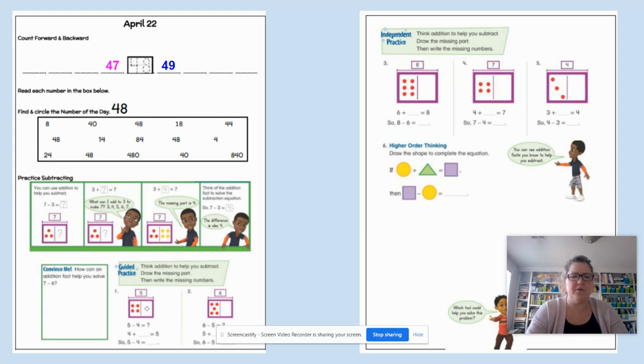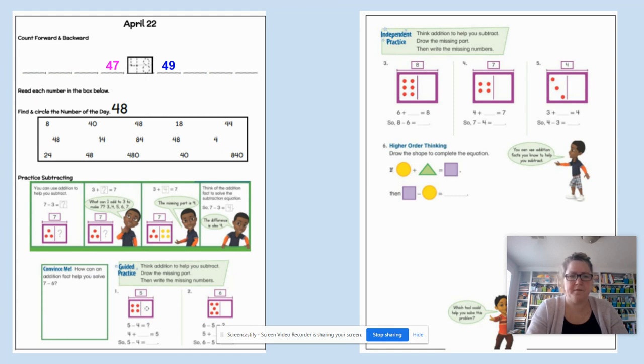So that's what it's showing you in the boxes. It's showing you with the number 7. So 7 minus 3 equals 4. Okay? And you can continue on. And then that will be for questions 1, 2, 3, 4, and 5. Question 6 wants you to draw the shape to complete the equation. Okay? So it's using shapes as numbers.